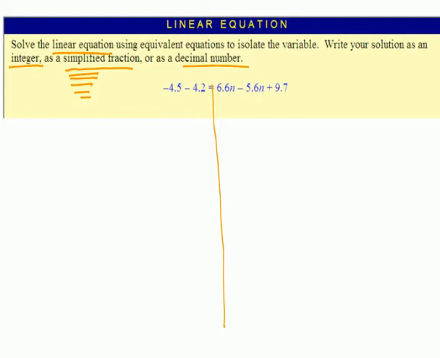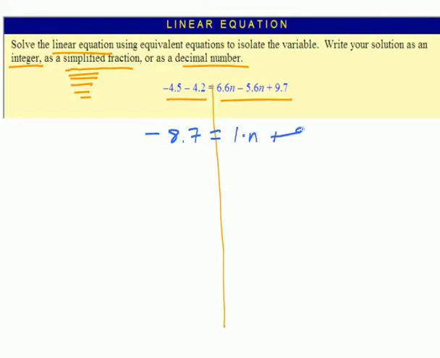So the first step, clean up. So we take a look at each side separately and see if we can do anything to simplify that. So on the left, yeah, we can. Those are both numbers, those are like terms, so we can simplify that to be -8.7. And on the right, well, good, we've got two variable terms that we can combine to give us 1n plus 9.7.